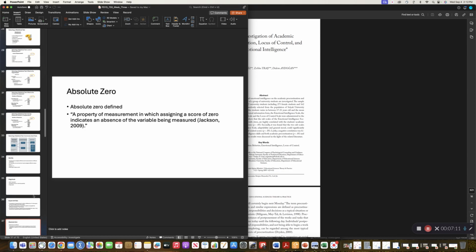If we look at absolute zero as another property of data, absolute zero is defined as a property of measurement in which assigning a score of 0 indicates an absence of the variable being measured. So if you think about 0 on a test, someone could not answer any questions, turn in a test blank, or get every question wrong and earn 0 points, right?